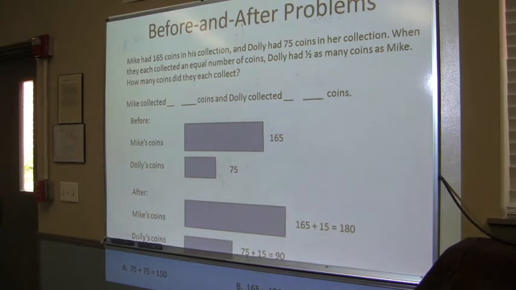Okay, now here's the magic, and I don't think there's a good procedure for it. They go down here and they find the difference. They take 75 and double it, and that gives them what? 150. And then they find the difference from 165 to 150 being 15, and then they add 15 to both of the after numbers to get the 180 and 90.